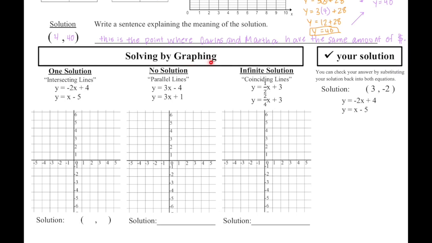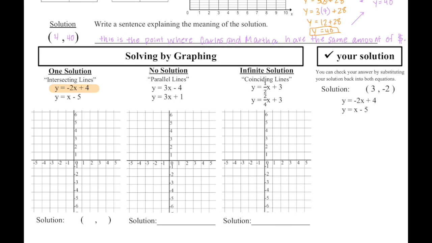Let's go back to solving by graphing for a minute. There are three types of solutions we can have with a system of linear equations. We can have one solution, and that's when we have intersecting lines, like in the example we just did. We can have no solution, which is where we have parallel lines. The lines will never intersect. And we can have infinite solutions. It says coinciding lines right there. That means the lines lie directly on top of each other. They're the same line.